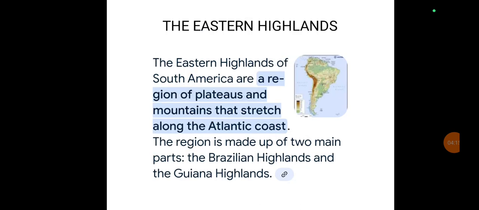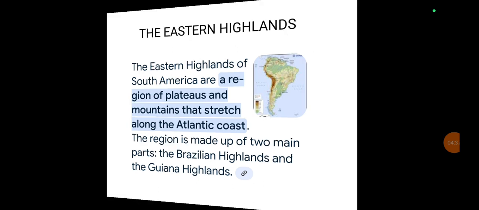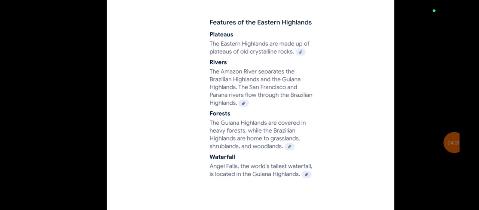Next, let's learn about the Eastern Highlands. The Eastern Highlands of South America are a region of plateaus and mountains that stretch along the Atlantic coast. The region is made up of two main parts, the Brazilian Highlands and the Guiana Highlands. Let's learn about the features of the Eastern Highlands.